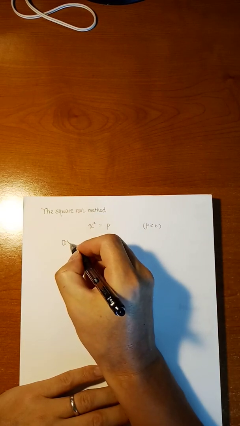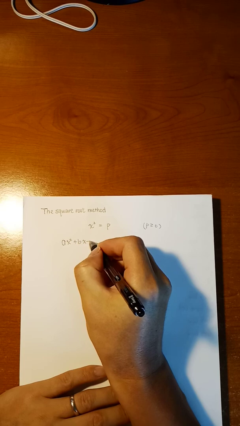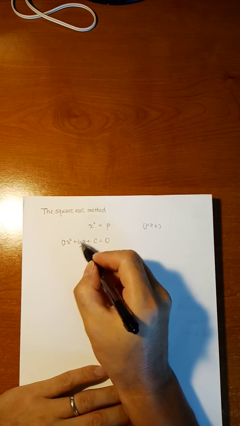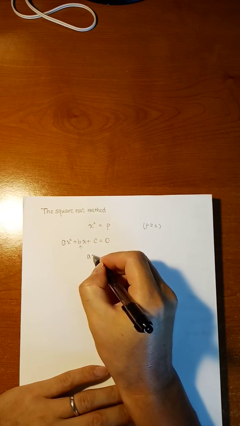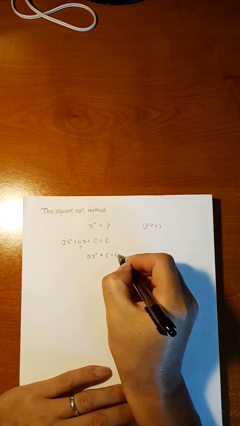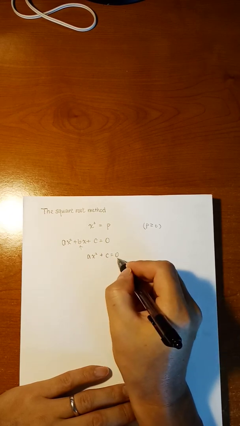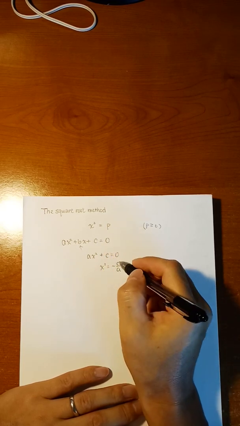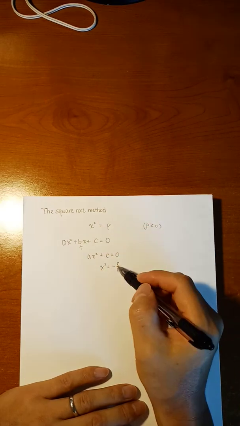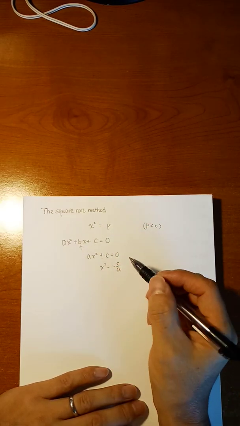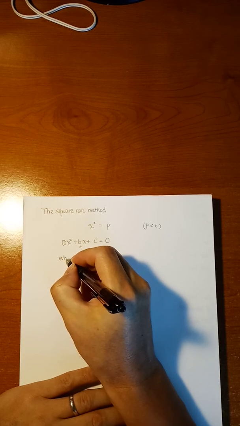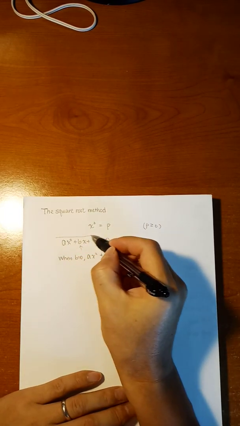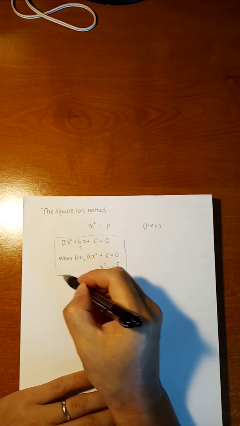Remember ax squared plus bx plus c. When coefficient b is 0, this middle term disappears. So you will only have ax squared plus c equal to 0. You see, if you just move c to the other side and divide by a, that's exactly this, right? So this square root method works perfectly when the coefficient b is equal to 0.